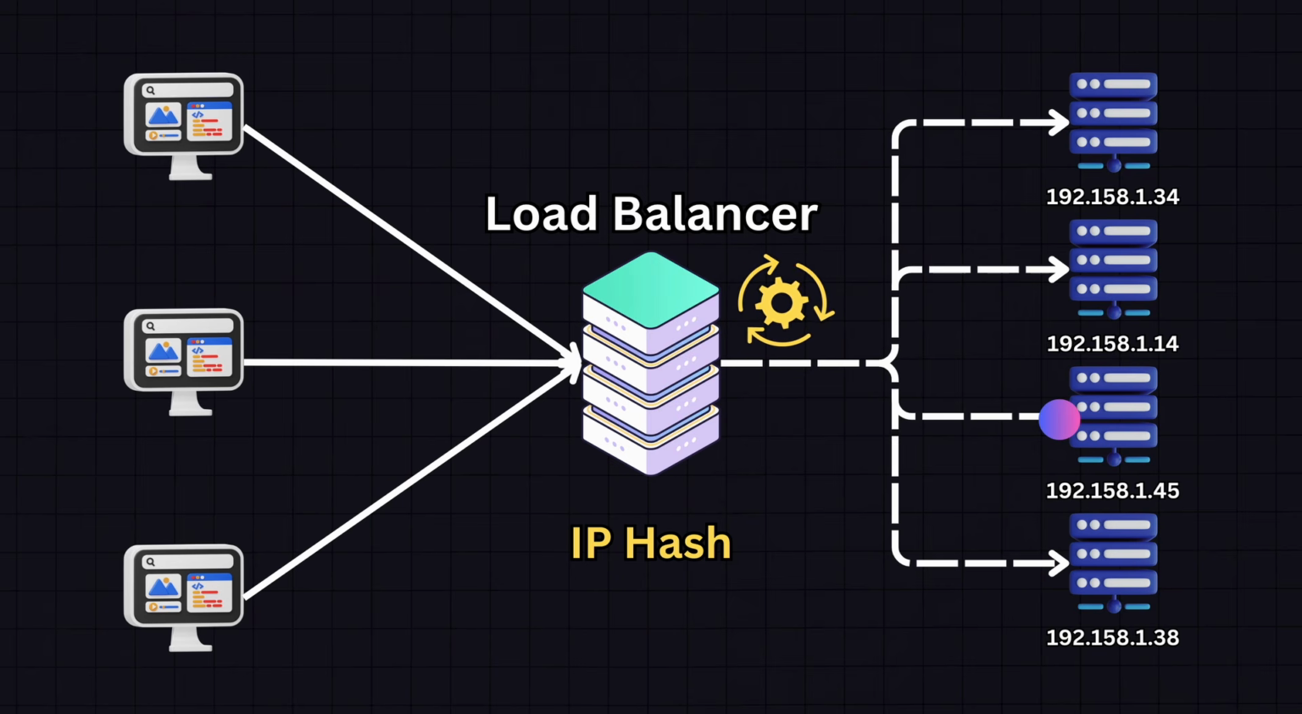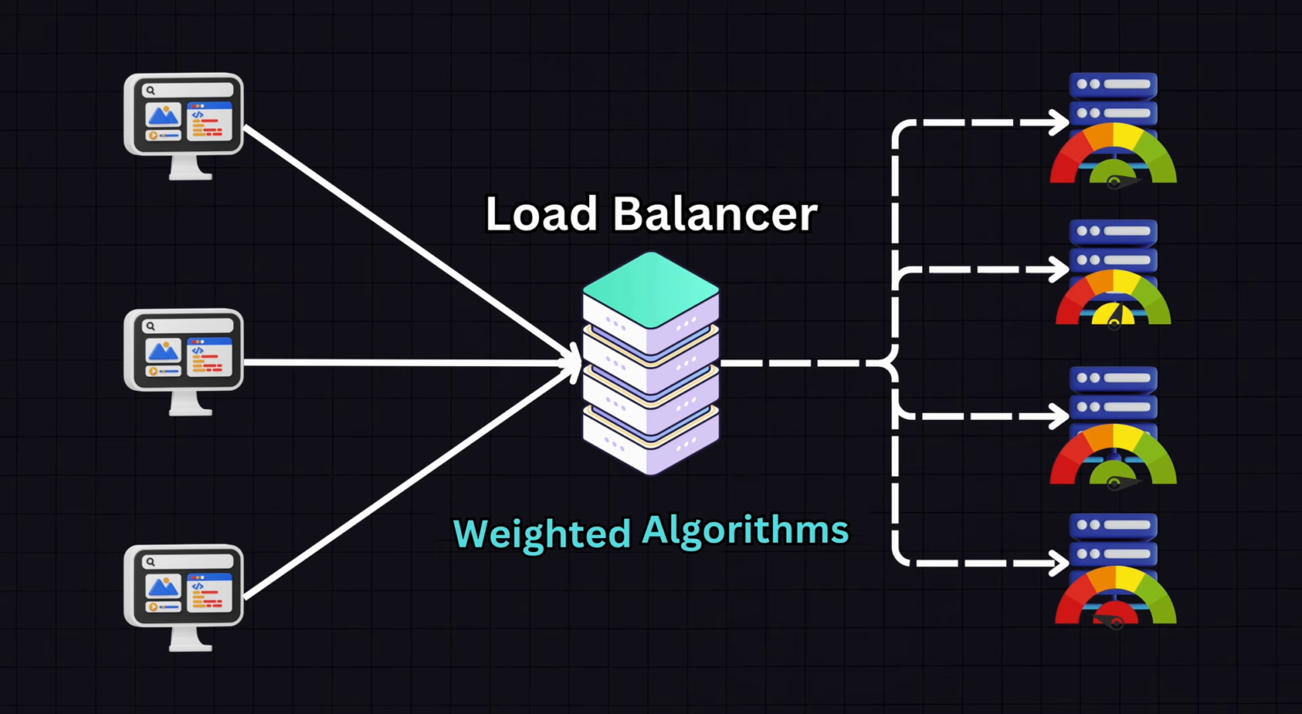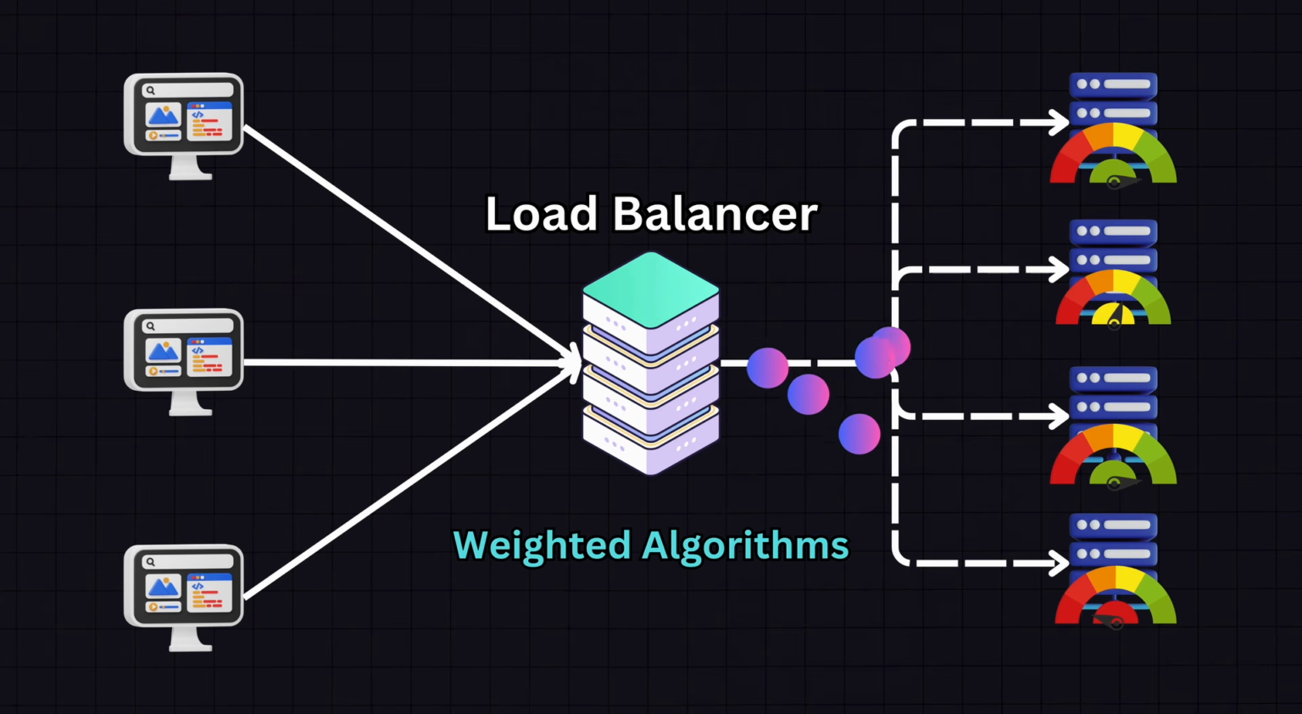The variants of these methods can also be weighted, which brings us to the weighted algorithms. For example, in weighted round robin or weighted least connections, servers are assigned weights typically based on their capacity or performance metrics, and the servers which are more capable handle the most requests. This is effective when the servers in the pool have different capabilities, like different CPUs or different RAM.